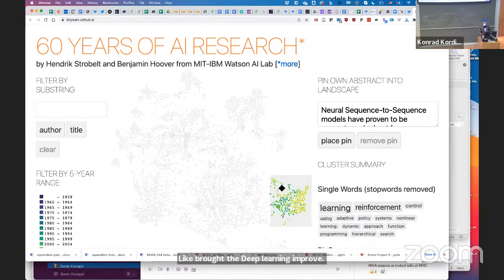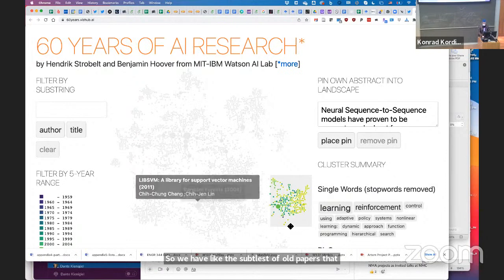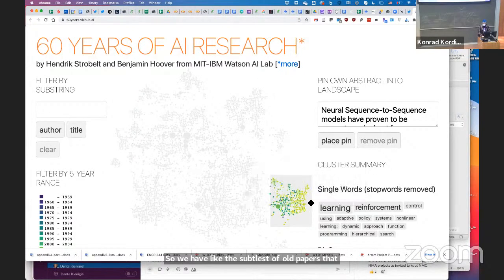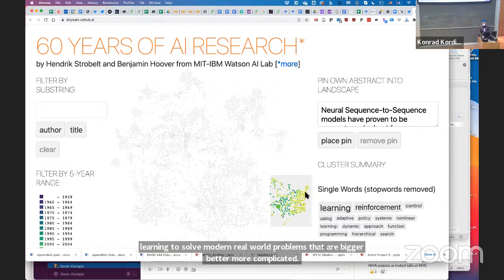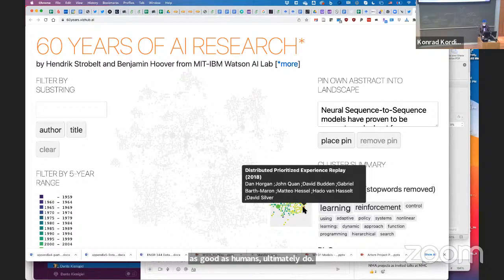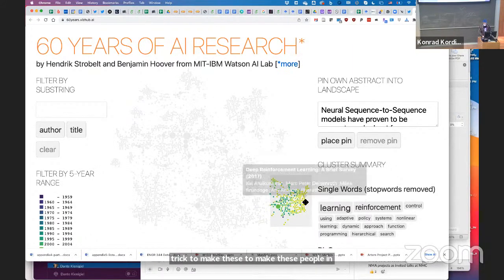So we have this subcluster of old papers, that's reinforcement learning, and these new papers, which is kind of reinforcement learning to solve modern real world problems that are bigger, better, more complicated, playing games as well as humans ultimately do. And there you can look at the nearby things, like here, distributed prioritized experience replay. This is a trick to make these deep reinforcement learning systems a little better.